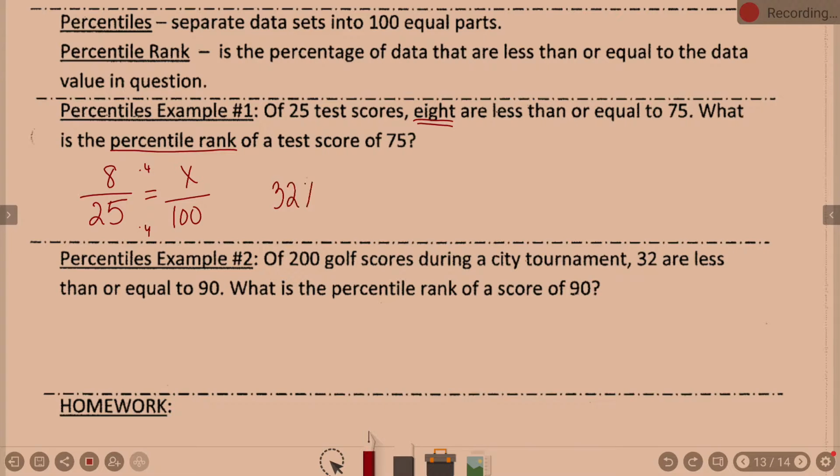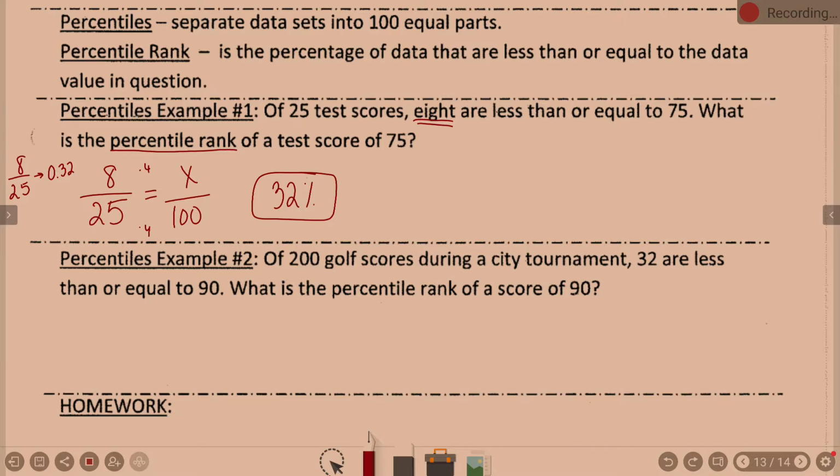Other options, if it wasn't nice and neat like 25 times 4, we could have done cross products: 25 times x equals 8 times 100. And so 25x equals 800, divide by 25, and you'd be at 32. One other option, since it was 8 over 25, you could have gone to a decimal. As a decimal, it's 0.32, and then 0.32 can become 32%.